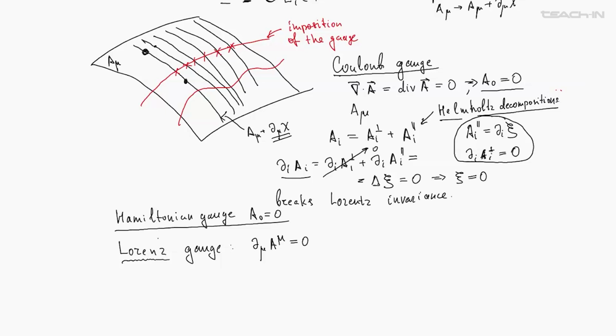Now, d mu A mu is equal to 0. This looks similar to the Coulomb gauge, but the summation goes over all indices. And so this condition is a relativistic invariant condition. It's invariant under Lorentz transformations, because the indices run over the whole range, 0, 1, 2, 3, and they are paired in a proper way. So this is a Lorentz invariant condition. However, this gauge choice is not complete.